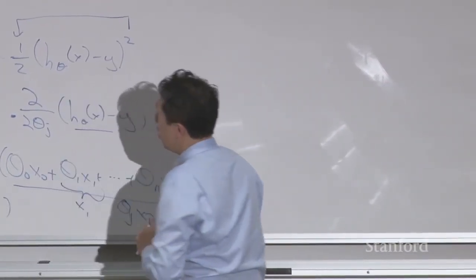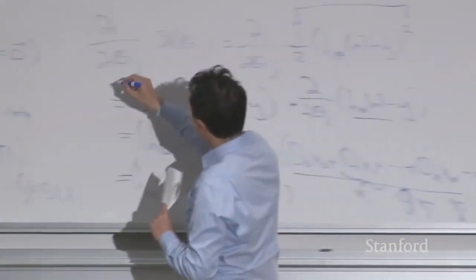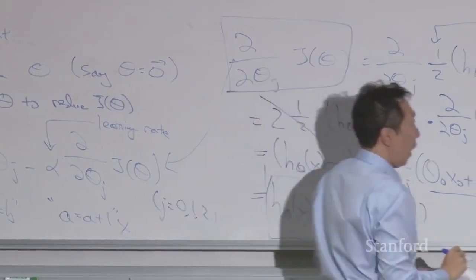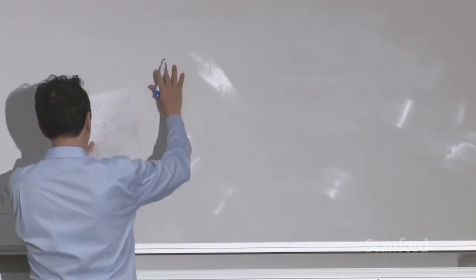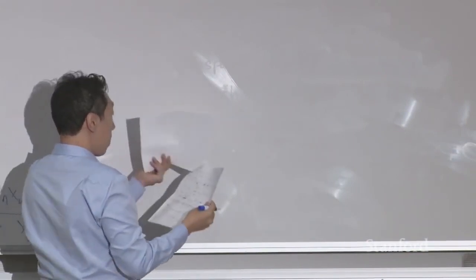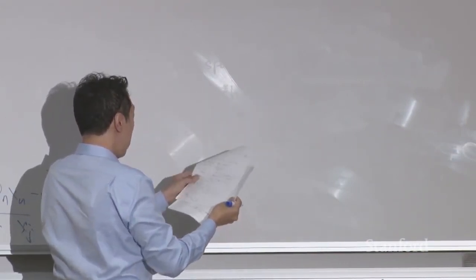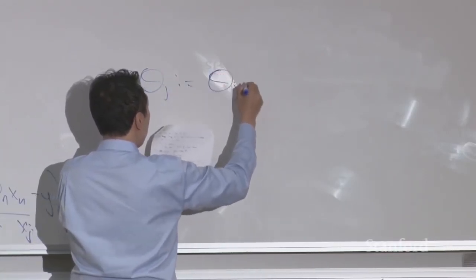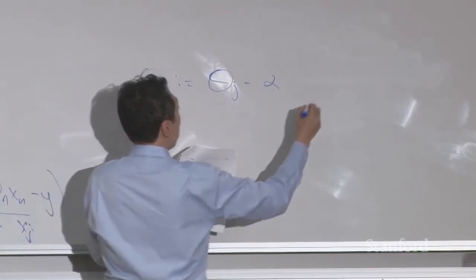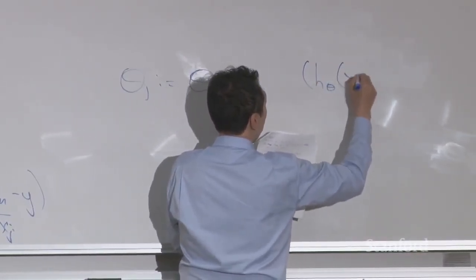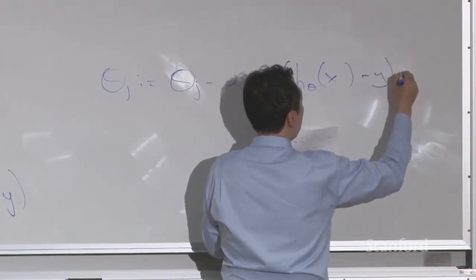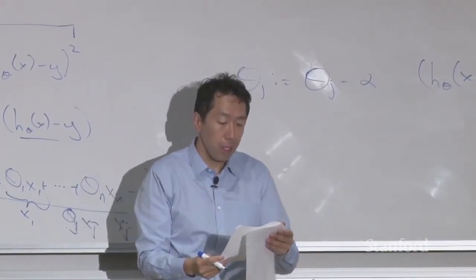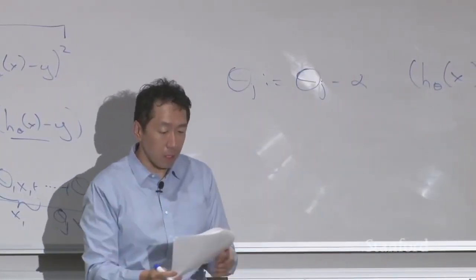So plugging this in, let's see. We've just calculated that this partial derivative is equal to this. And so plugging it back into that formula, one step of gradient descent is the following: we will let theta j be updated according to theta j minus the learning rate times h of x minus y times xj. Okay?